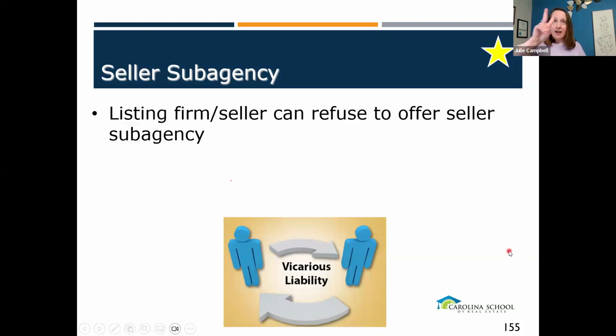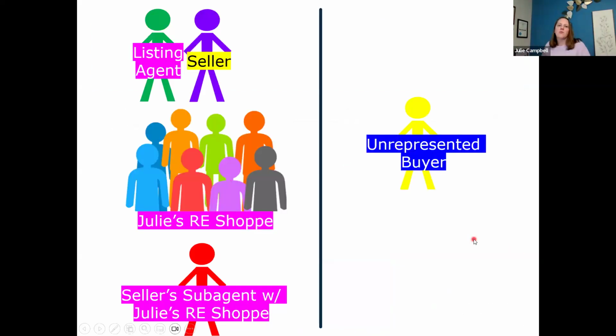Let's look at our pictures. I got two scenarios here. So you got Julie's Real Estate Shop. We're representing the seller. One of you is acting as the listing agent. This buyer chose to go it alone. They chose to be unrepresented. Another one of you in the firm could proceed to assist this buyer as a seller's sub-agent.